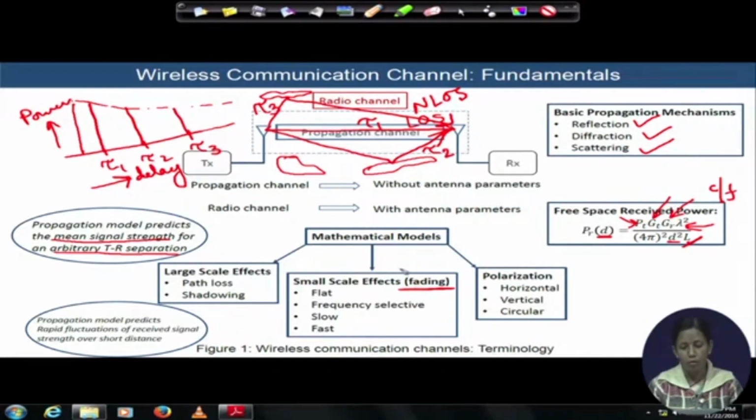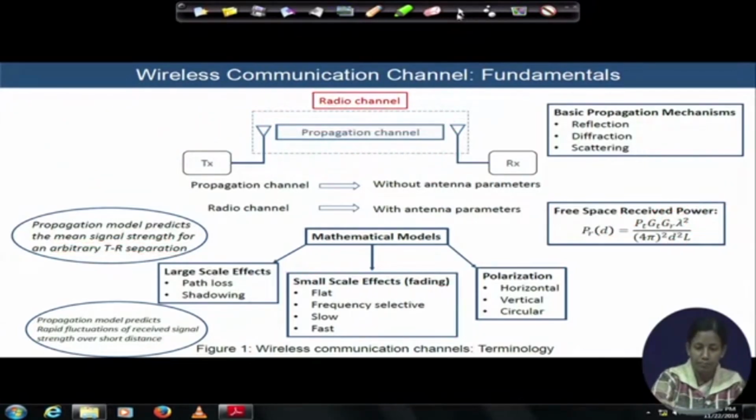The model sometimes also captures the polarization effects of the antenna, whether it is vertically polarized, horizontally polarized or circularly polarized, and based on that the model will be much more critical. So, for our basic understanding we will mainly concentrate on the small scale fading effects and the small scale channel models of wireless communication.